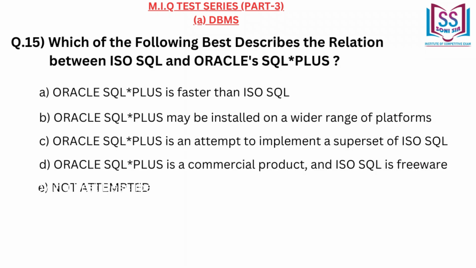Which of the following best describes the relation between ISO SQL and Oracle's SQL*Plus? A. Oracle SQL*Plus is faster than ISO SQL. B. Oracle SQL*Plus may be installed on a wider range of platforms. C. Oracle SQL*Plus is an attempt to implement a superset of ISO SQL. D. Oracle SQL*Plus is a commercial product and ISO SQL is freeware.